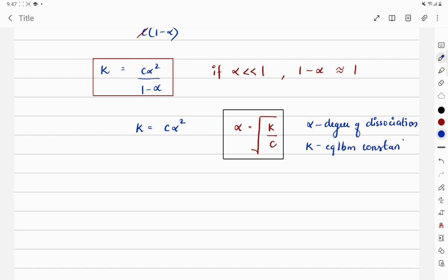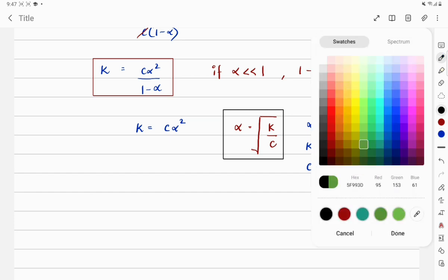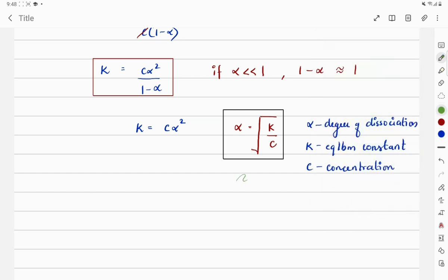And finally C is the initial concentration. C will be the concentration. Okay. Now from this equation it is clearly evident that alpha is inversely proportional to, how do we differentiate alpha and proportionality sign? Alpha is inversely proportional to root of concentration, which means when concentration increases, alpha will decrease.